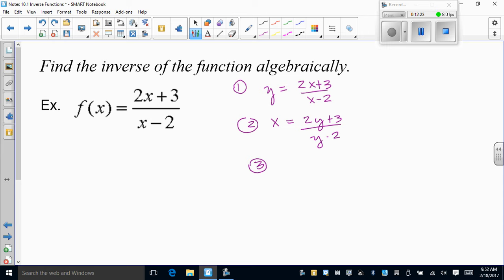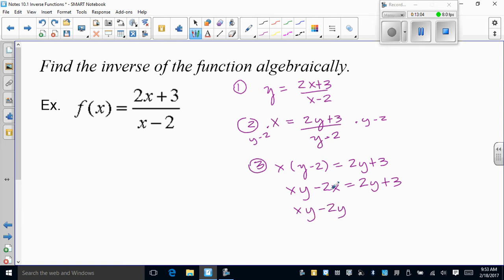Okay, so I'm going to multiply both sides by y minus 2. So I get x times y minus 2 equals 2y plus 3. So xy minus 2x equals 2y plus 3. Now remember, we're trying to solve for y, so I'm going to move all my y's to this side and all my x's that way. So I have xy minus 2y, move this y over, equals, move this x this way, 2x plus 3.